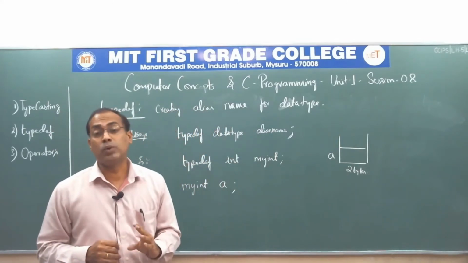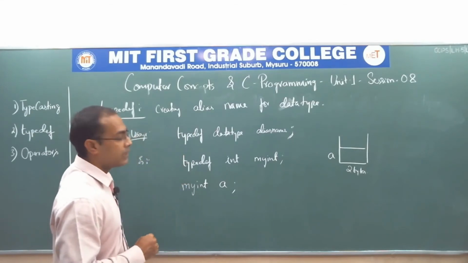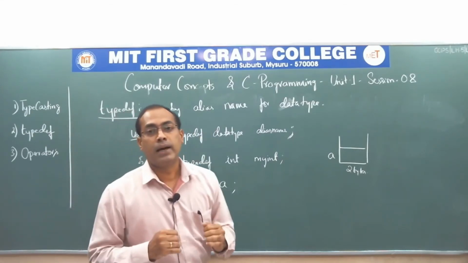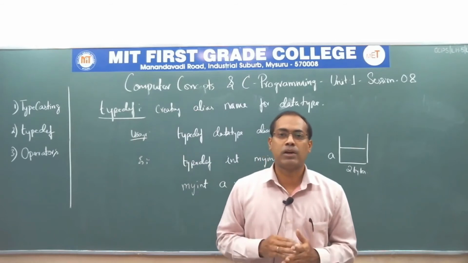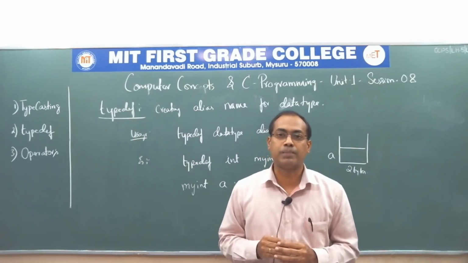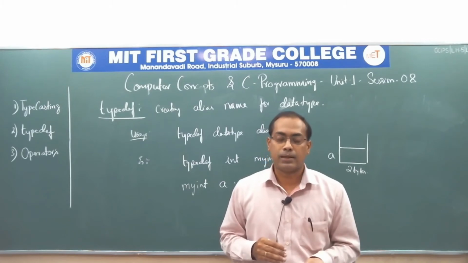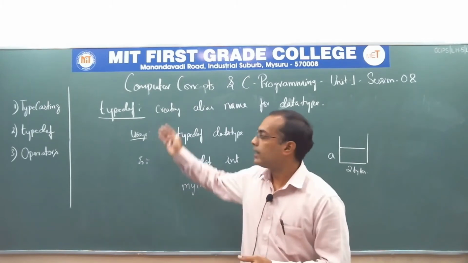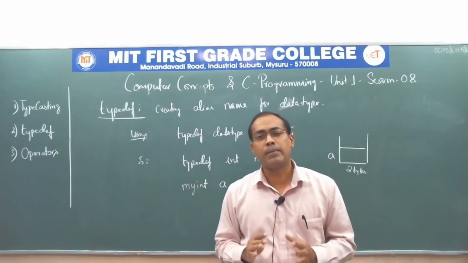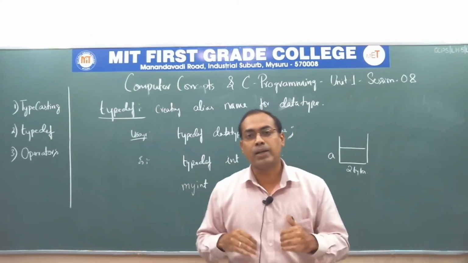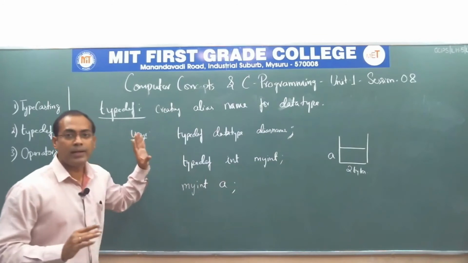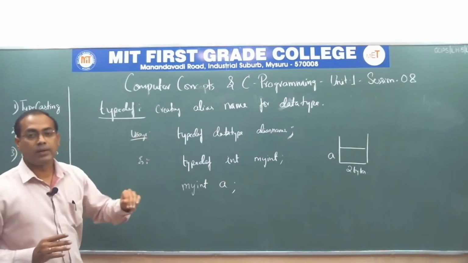If you see the textbooks, what have they done? They have given typedef under the category of different types of data types. Primary data type, derived data type, and user defined data type, along with typedef is also a data type, the textbook says. But I argue that typedef is not actually a data type category.